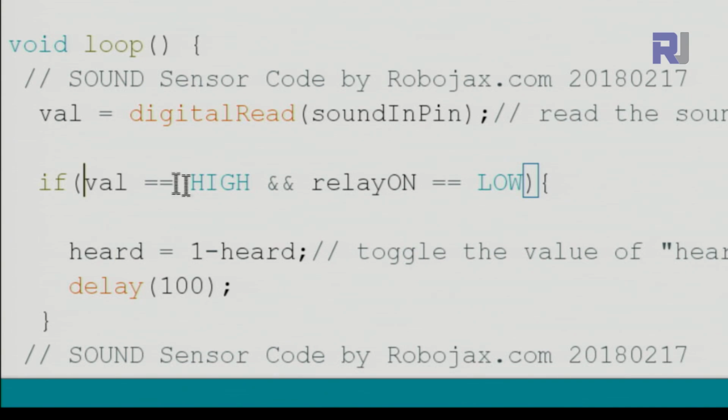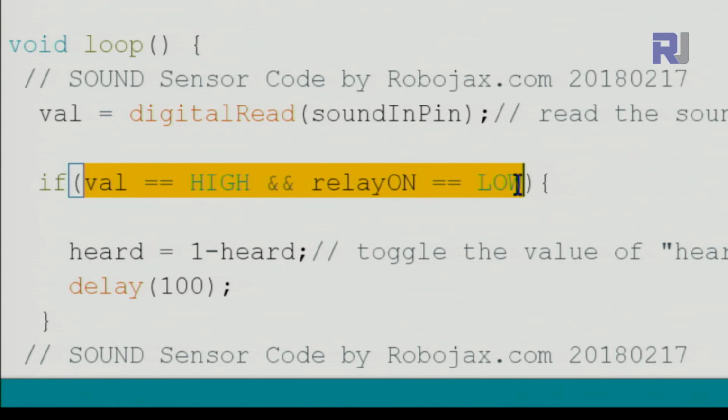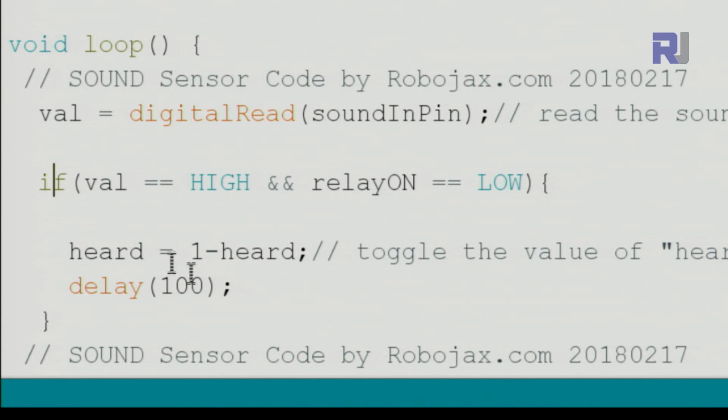This portion will say if value is equal high, and these two ampersands mean and, relay on is equal low. So both of these must be true in order for this condition to be true. And here we change the value of hertz. If the hertz was 1, 1 minus 1 will be 0. If the hertz was 0, 1 minus 0 will be 1. So now the hertz has been changed. This is a mathematical way of changing the value of a variable, and then we wait for 100 milliseconds.